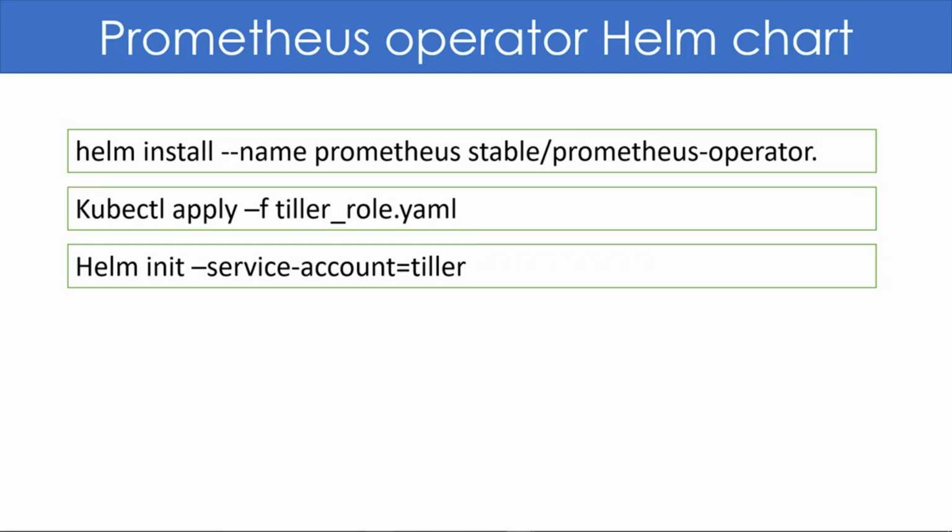Tiller needs to be installed with a service account that has all the required permissions. To create the service account with the required permissions, use the tiller_role.yaml file inside the Kubernetes_monitoring directory in the Kubernetes course project. Once the accounts are created, init helm with helm init --service-account=tiller. This finishes our video on monitoring in Kubernetes.